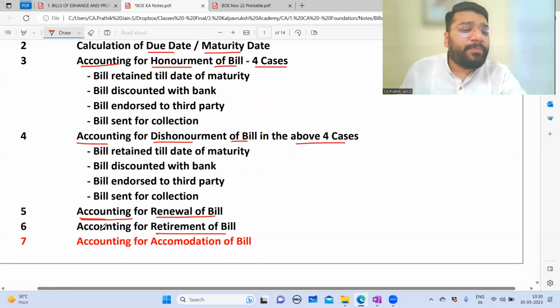So this topic, guys, point number 1 to point number 6, is something which we have discussed elaborately in depth in the 11th standard. And to some extent, we have discussed in depth also in the CA Foundation classes we have taken so far.